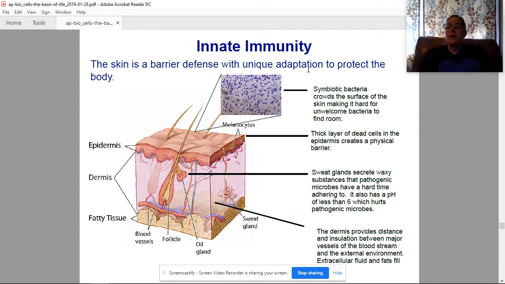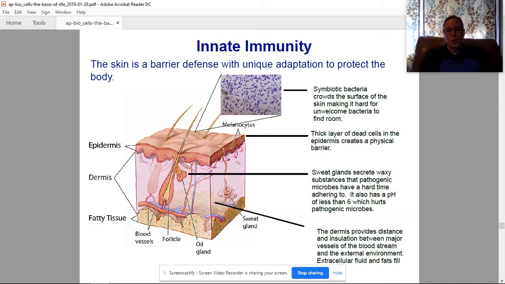So, the skin is one of our first innate immunities. The skin is a barrier that does not allow us to get bacteria and stuff in. In fact, one of the easiest ways to get sick or an infection is going to be having broken skin. So, you have your symbiotic bacteria living on your skin that helps crowd the surface so other bacteria can't get in. And then you have this thick layer of epidermis that again makes it hard for bacteria to get through. You have sweat glands that help wash the bacteria away.